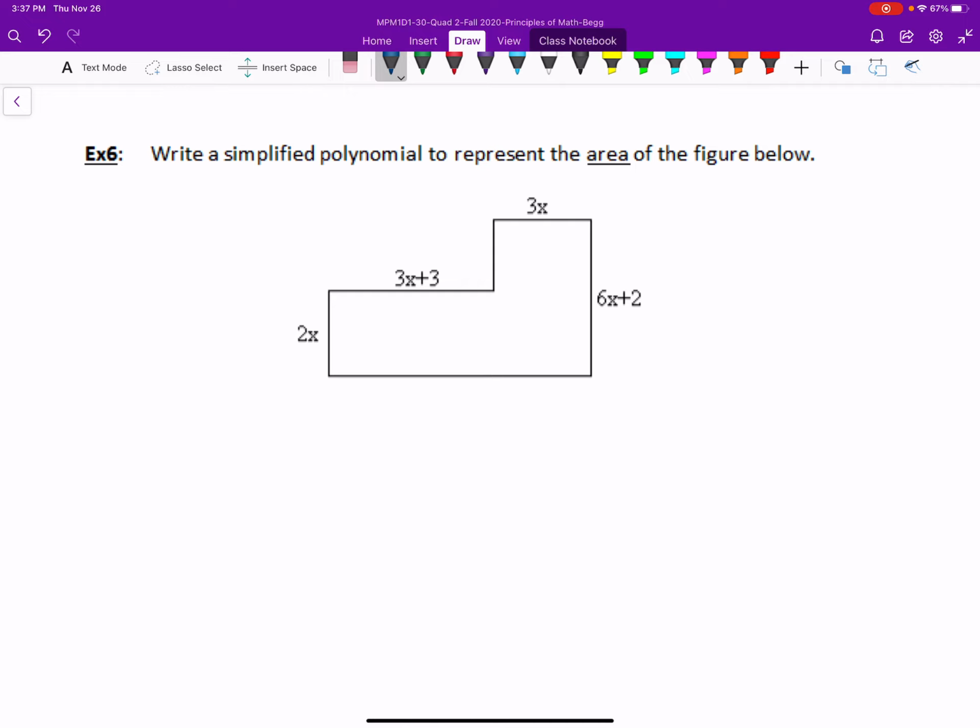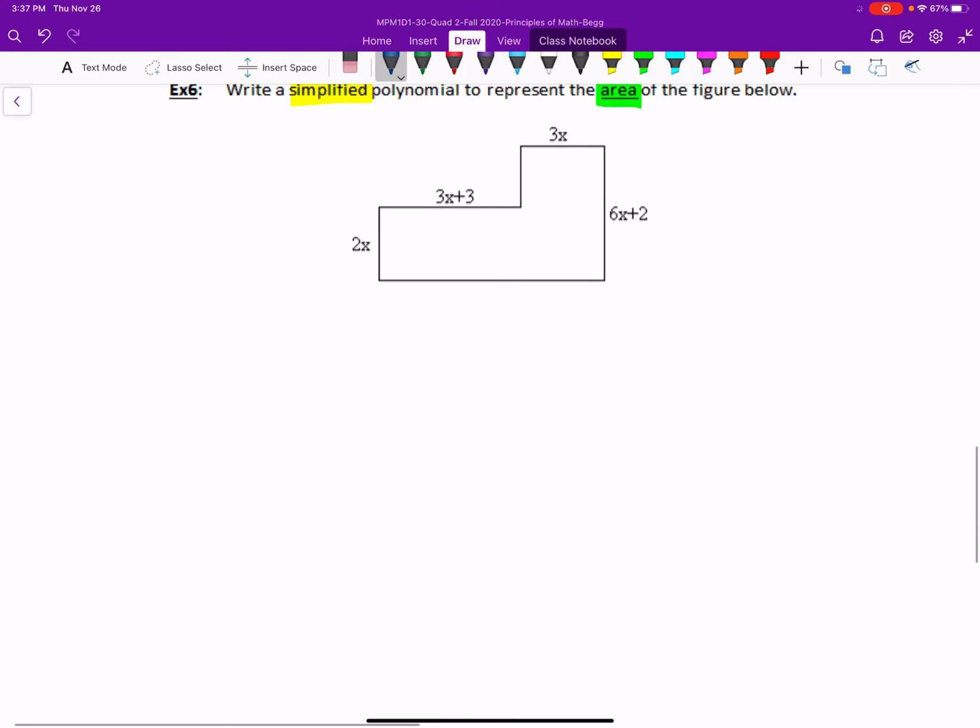Here's one kind of application we can do for polynomials. We want to write a simplified polynomial to represent the area of the figure below. So I'm going to simplify it in the end. In other words, I'm going to have to do some expanding. And I'm going to do area, which you may remember is the formula for a rectangle anyway, is length times width. Now we've got this weird shape going on here.